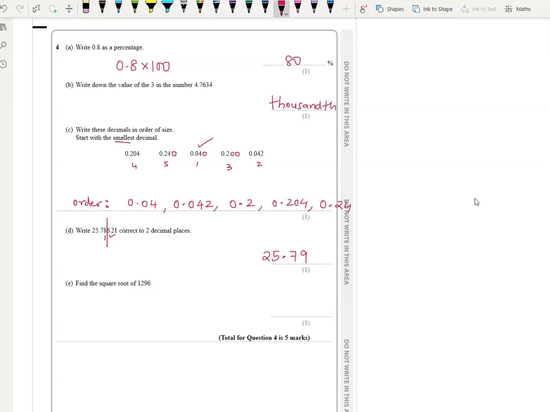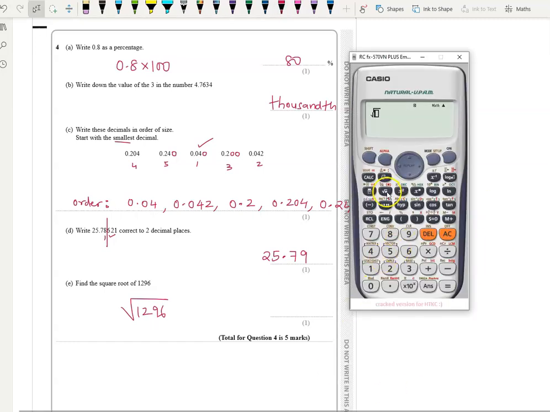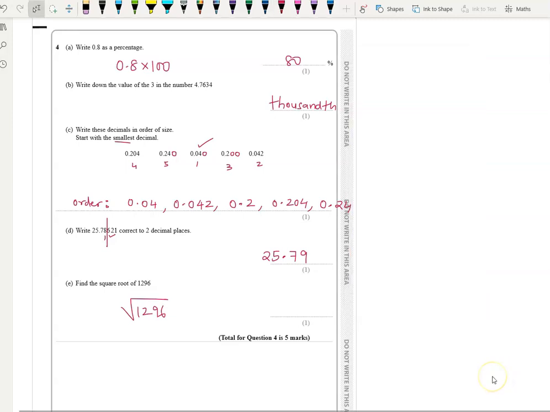Question is, find the square root of 1296. You put the same in your calculator. Square root of 1296. That gives you 36. Okay, that's it in question number 4.